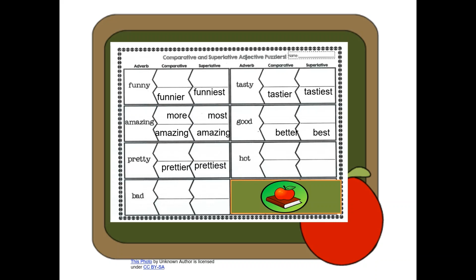Prettiest. Now let's look at the word hot. Can you guess the comparative form of hot? Awesome job, boys and girls. Hotter. Now, guess the superlative form of hot. Good job, boys and girls.